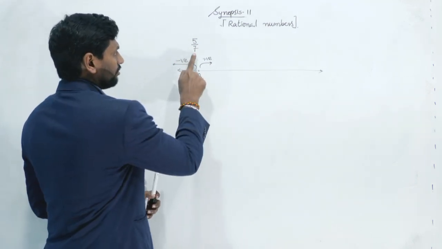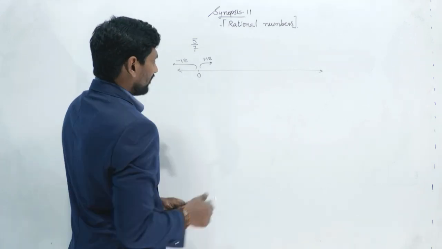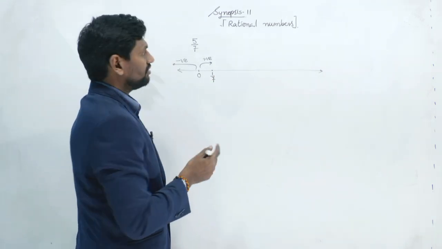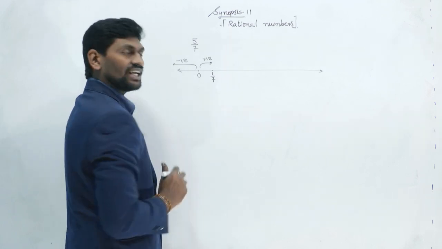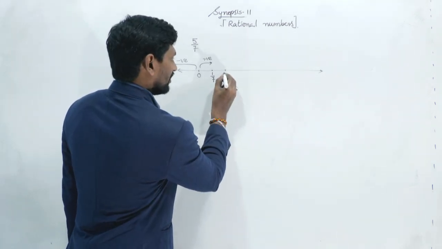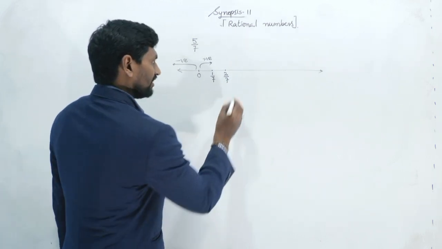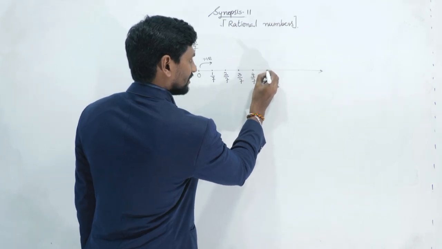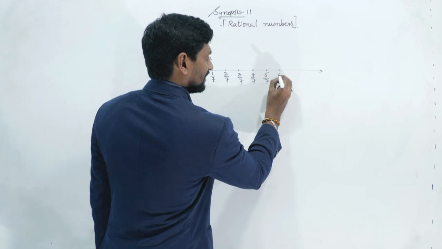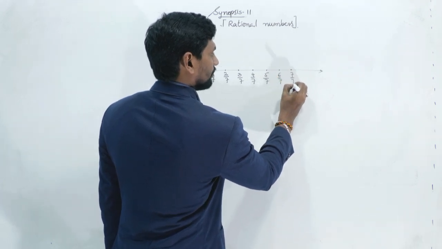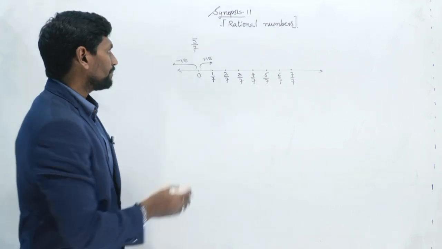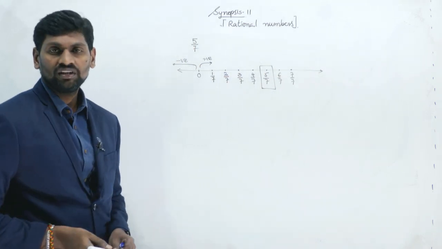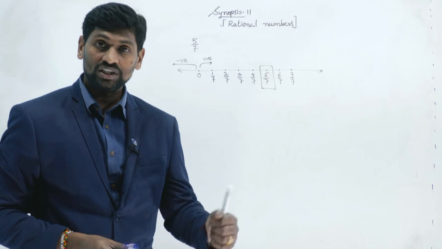Now on the right side, what is the denominator? 7. So after 0, the first one is 1 by 7, but we need to represent 5 by 7. With the same equal distance, the first rational number is 1 by 7, the second is 2 by 7, next 3 by 7, next 4 by 7, 5 by 7, 6 by 7, and 7 by 7. 7 by 7 means 1 itself. But we need to represent 5 by 7, so among them 5 by 7 is this. Like this we need to represent rational numbers on the number line.